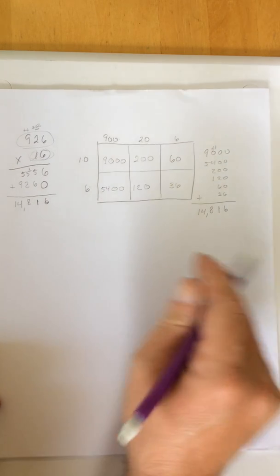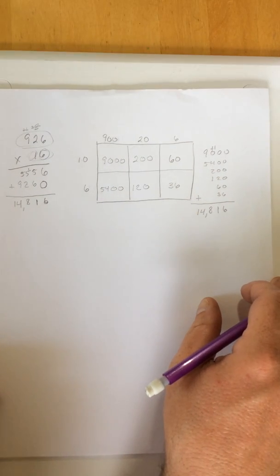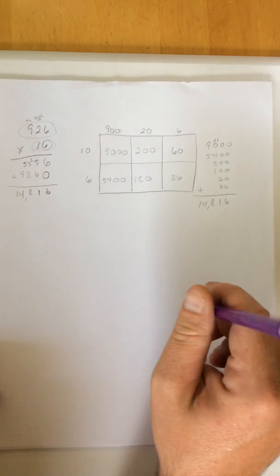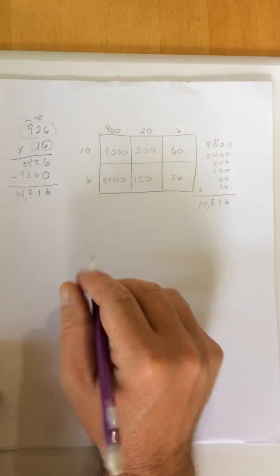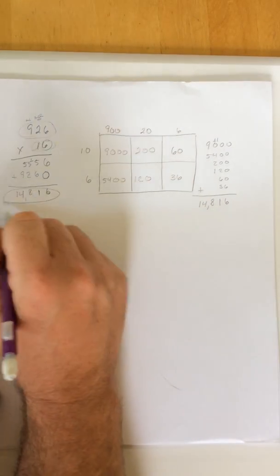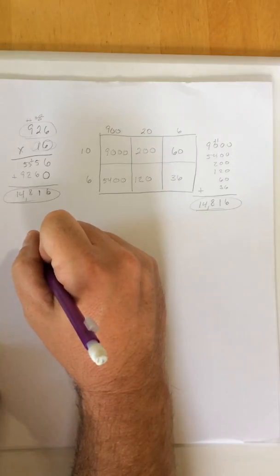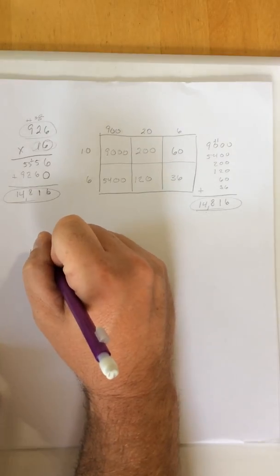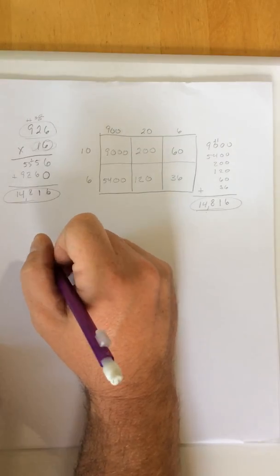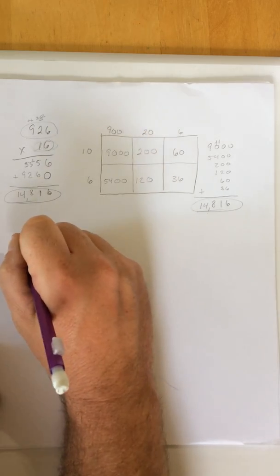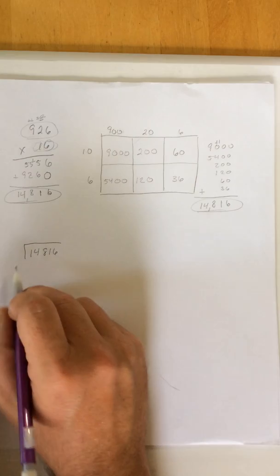Now here's the question. How can we prove that using the inverse operation? Well, that's where division comes in, and that's what we're going to look at this week. So I'm going to take my product, which is my answer to a multiplication problem. So I have 14,816. I'm going to draw my little division house.